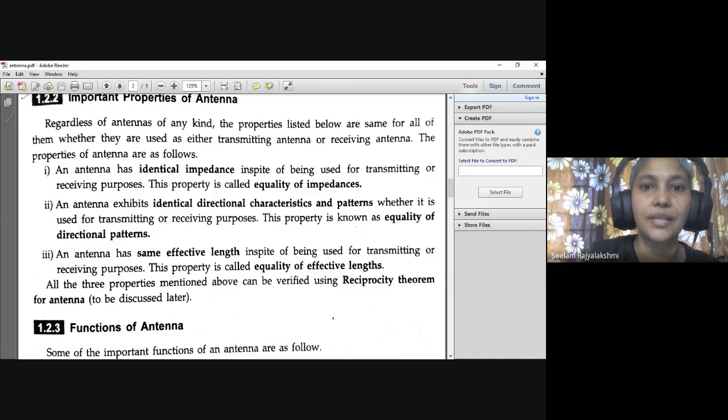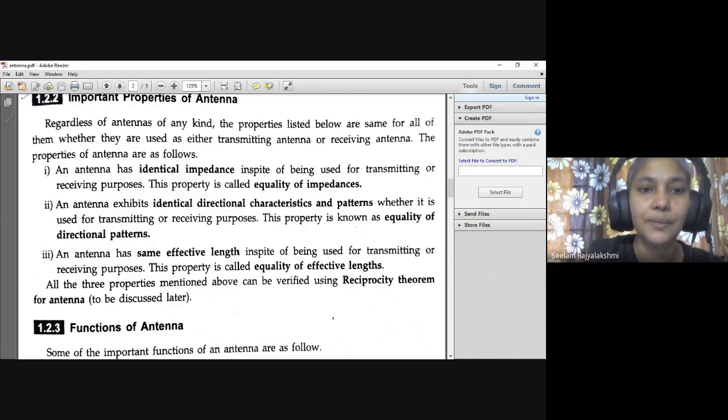This property is called equality of impedances. The antenna has identical impedance, so we call it the property of equality of impedances. If an antenna exhibits identical directional characteristics and patterns, whether it is used for transmitting or receiving, this property is known as equality of directional patterns. An antenna has the same effective length whether used for transmitting or receiving. This property is called equality of effective length.